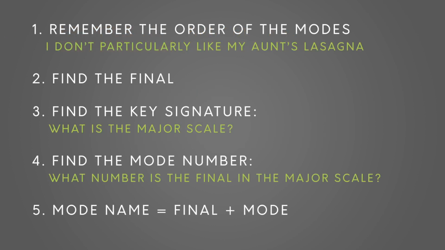Number 1, learn the order of the modes. I don't particularly like my aunt's lasagna. Number 2, find the final. This is the first part of the mode name. Number 3, find the key signature. What is the major scale that has that signature? Number 4, find the mode number. What scale degree is the final within the related major scale? And then your mode name is your final plus the mode. So we'll do one more example.